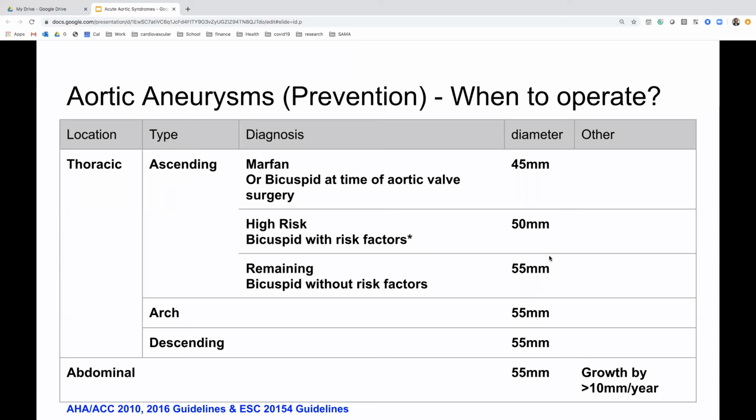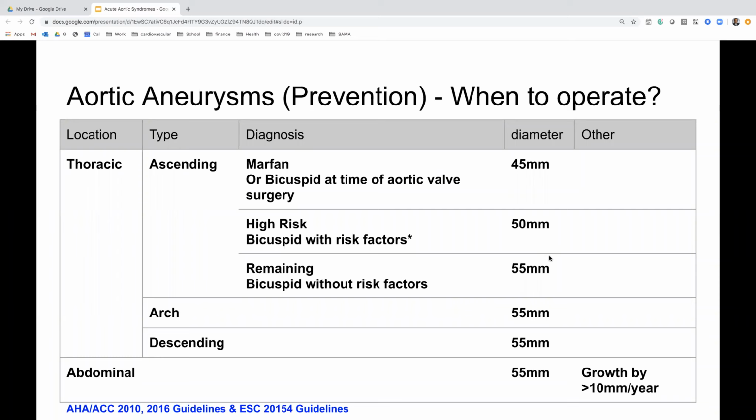So you do a CAT scan, and this is something that you face in practice. You do a CT scan for something different, and you find an aneurysm. It's important that you don't forget about it. The patient is asymptomatic, right? He has a 50 millimeter ascending aortic aneurysm. You have to tell him not to ignore it.